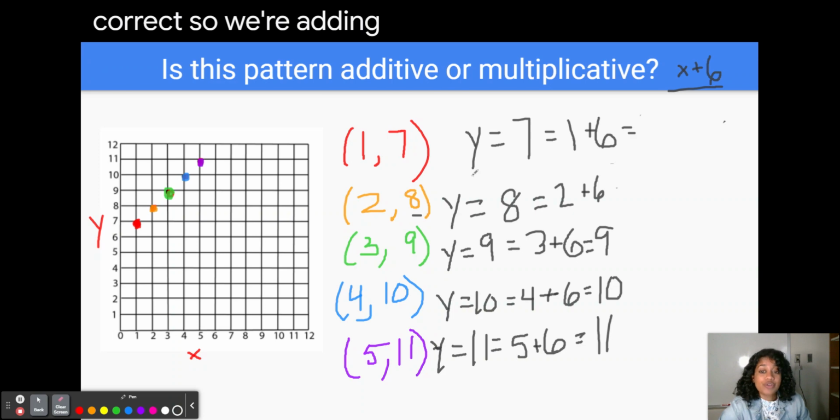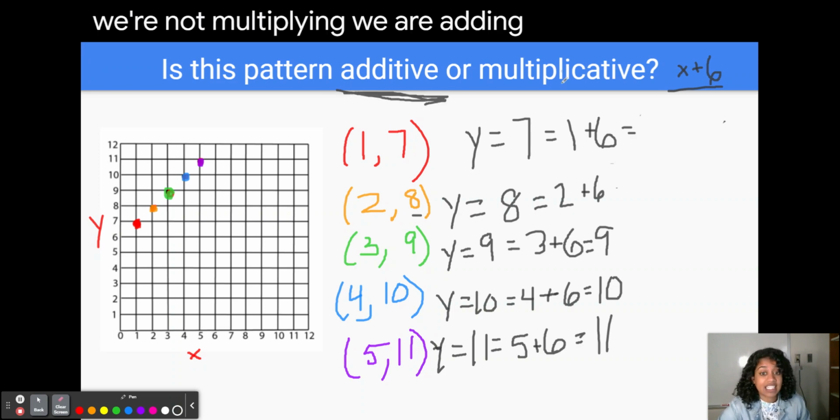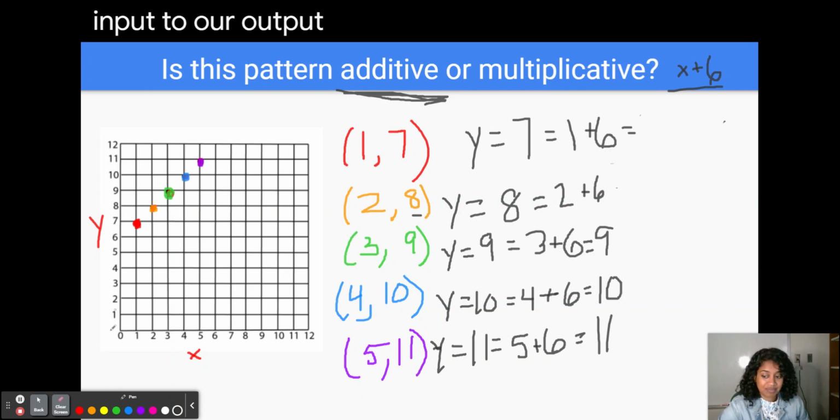So we're adding, so this is an additive pattern. We're not multiplying, we are adding to get from our input to our output.